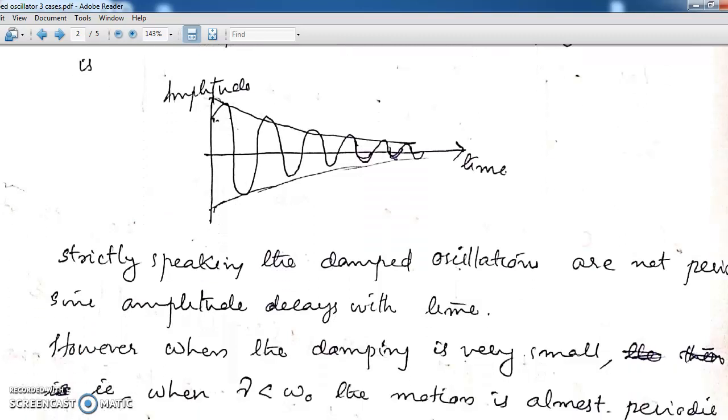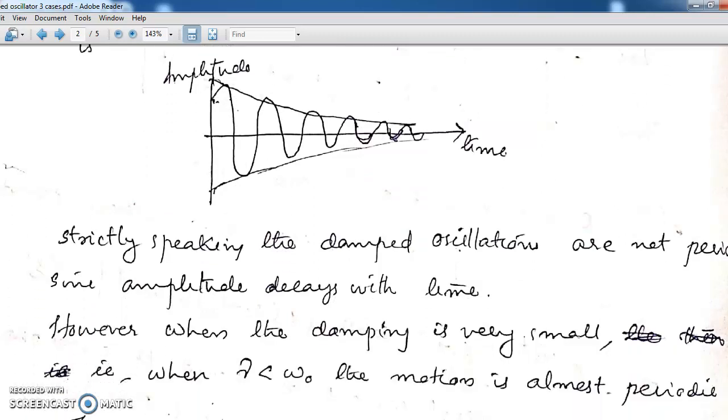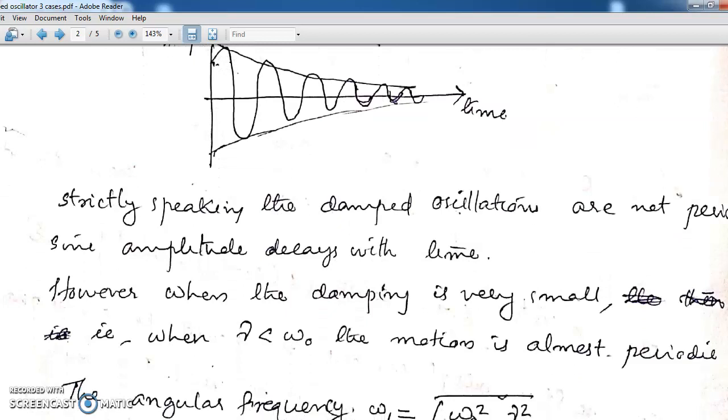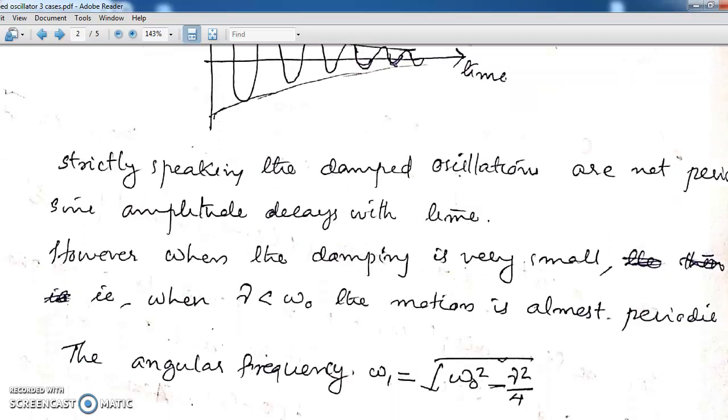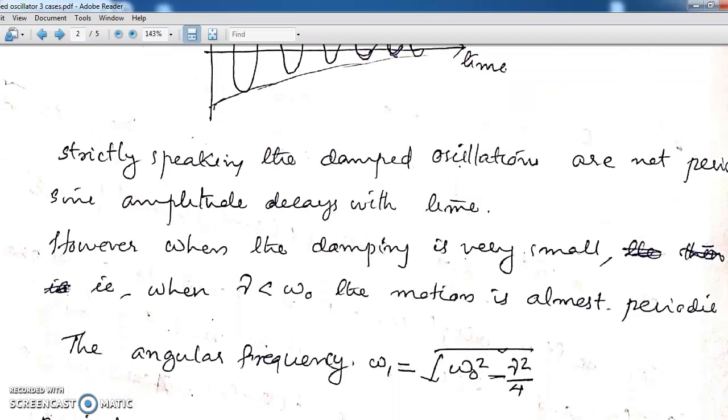Now, strictly speaking, the oscillations of a damped oscillator will not be periodic, since the amplitude is continuously decreasing with time. However, when the damping is very small, that is when gamma is less than omega 0, the underdamped case, the motion is almost periodic. We take it as almost periodic, and the angular frequency will be omega 1.